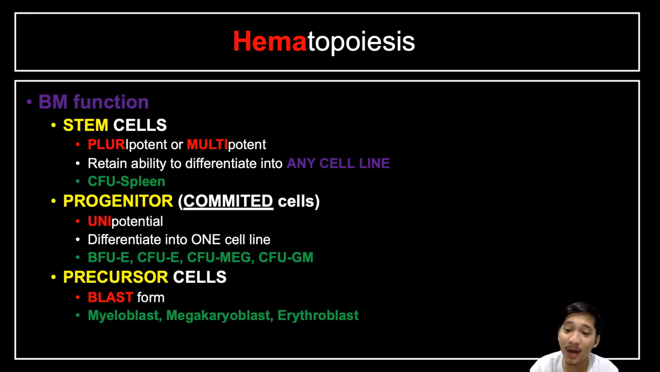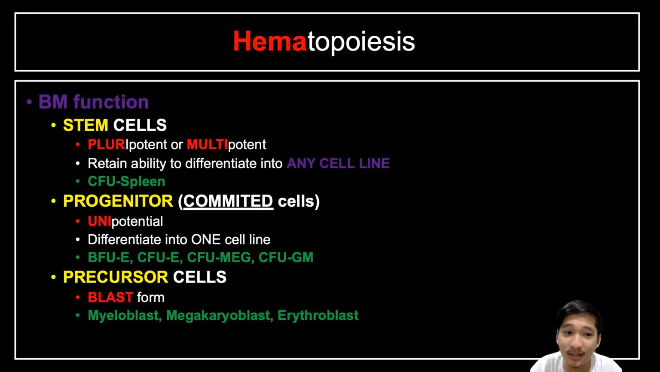Next, we have the bone marrow functions. For the bone marrow to function, we have the following three cells. First, the stem cells; second, the progenitor or committed cells; and third, the precursor cells. We first discuss the stem cells. Take note of the red colored text, because these words or statements can help us differentiate between the stem cell, progenitor cell, and the precursor cell.